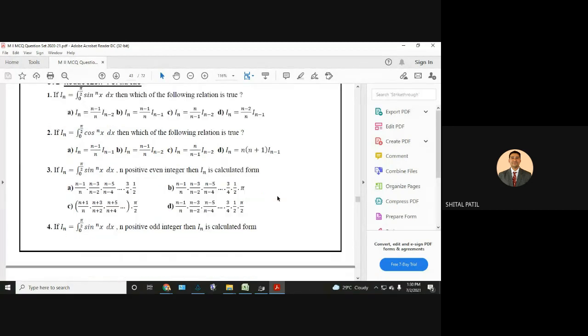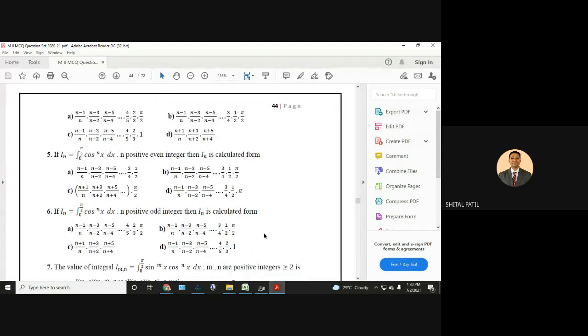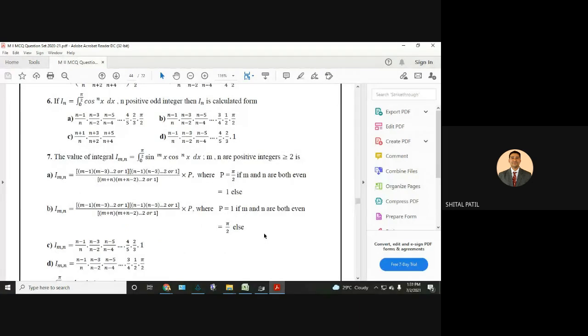What about question number 4? Which option is correct? Same formula. Now n is odd integer. So whenever odd integer, the last term is not pi by 2. Last term is 1. So option C is correct. n minus 1, n minus 2 till we get 1. Okay. Next, question number 5. I think question number 5 and 6 are same as previous 2 questions.